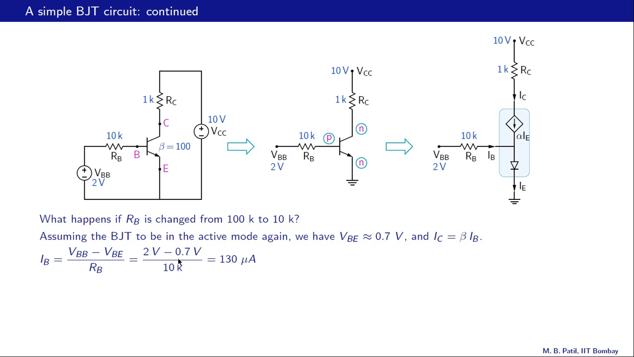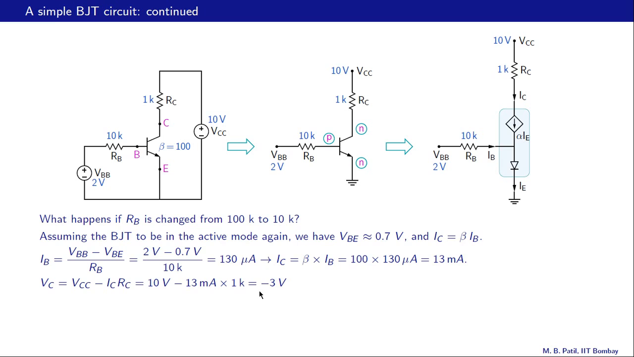So it's 2 minus 0.7, 1.3, divided by 10K, which turns out to be 130 microamperes. Once we know IB, we can calculate IC, that is beta times IB, or 100 times 130 microamps. So that happens to be 13 milliamps. Now the collector voltage, the voltage at this node, is VCC, 10 volts, minus IC RC. So 10 minus 13 milliamps times 1K. It now turns out to be negative, minus 3 volts.